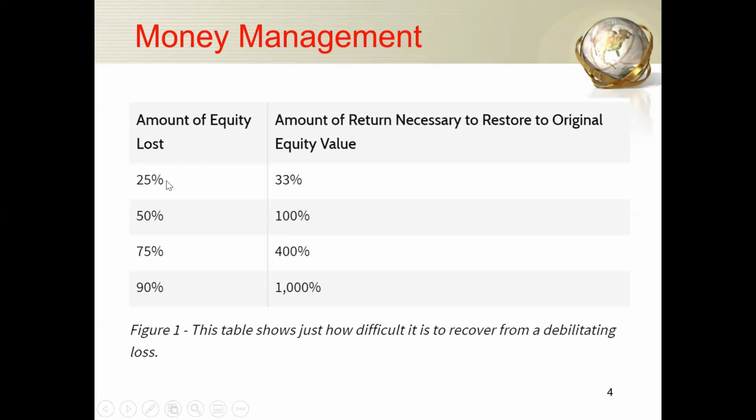Look at the situation. If you lose 25% of your portfolio, in order to get back you need to gain 33%. If you lose 50%, you need to get back by 100%. If you lose 75%, you need 400% gain to get back to your original position. And if you lose 90%, you need 1,000% gain in order to get back. So it shows how difficult it is to recover from a debilitating loss. That is why for a fund manager, risk management is always on their mind. It is always their top priority, because they cannot afford to let the portfolio go negative. If it goes negative, it takes much more effort to restore the original equity value.